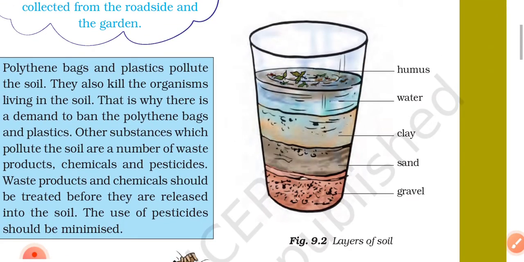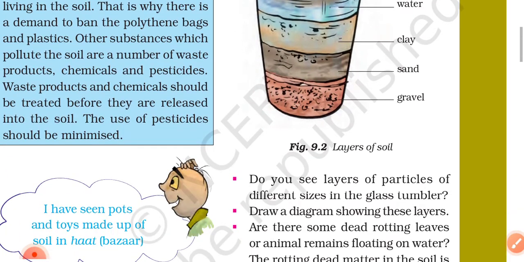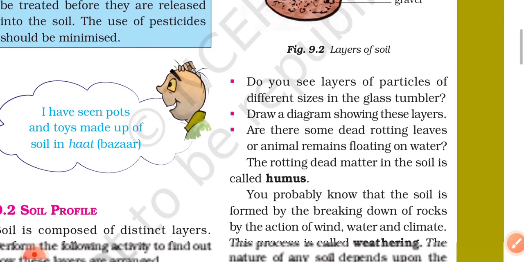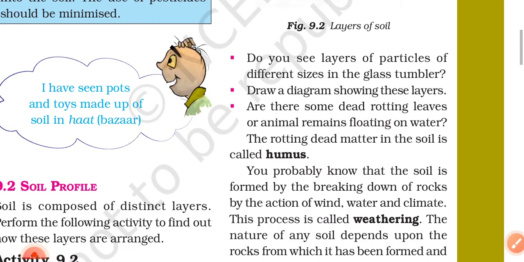Figure 9.2 Layers of the soil. Did you see layers of particles of different sizes in the glass tumbler? Draw a diagram showing these layers. Are there some dead rotting leaves or animal remains floating on water? The rotting dead matter in the soil is called humus.